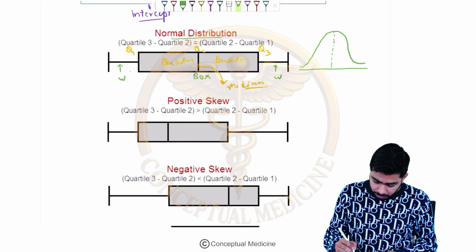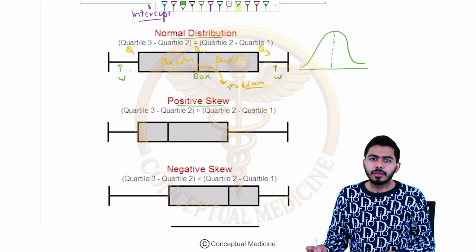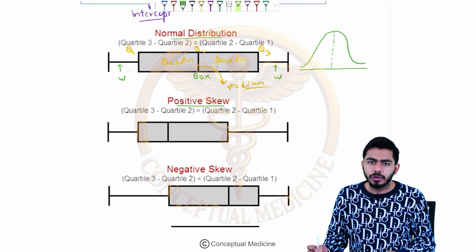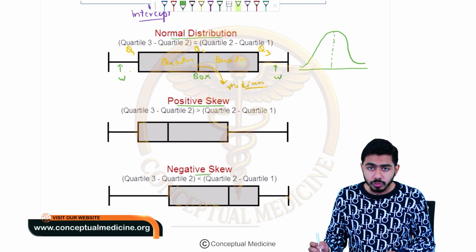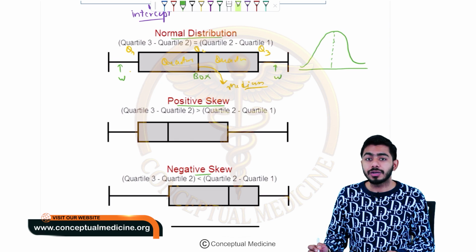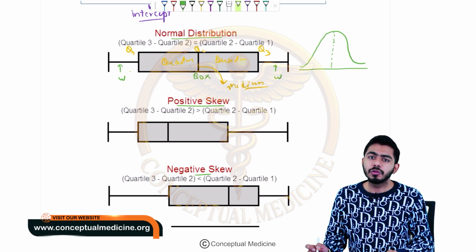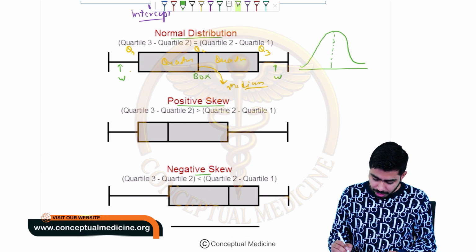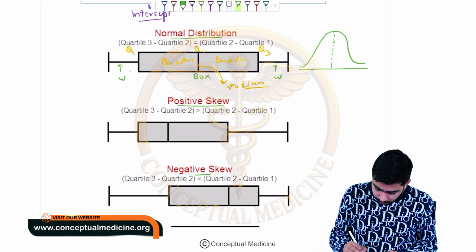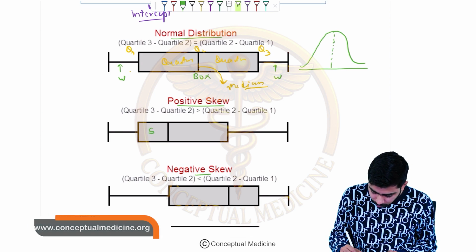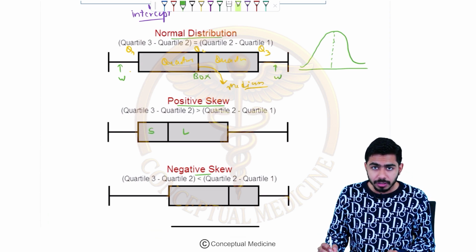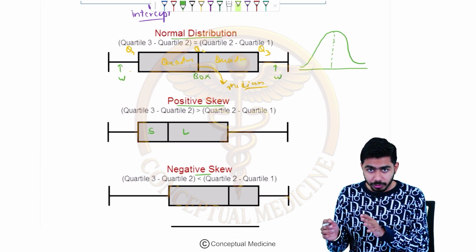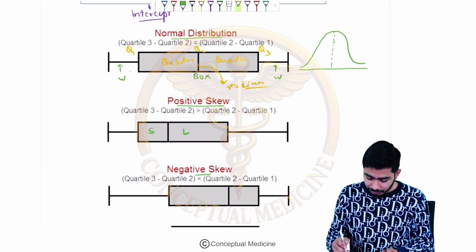What about the positive skew, guys? What about the positive skew and the negative skew? Positive skew means the tail will be going toward the right side. In the negative skew, the tail will be going toward the left side. So here in the positive skew, I can see how the tail is going: this part of the box is smaller and this part of the box is larger, right? Here the median is shifting towards that side. So the tail will be present on that side.